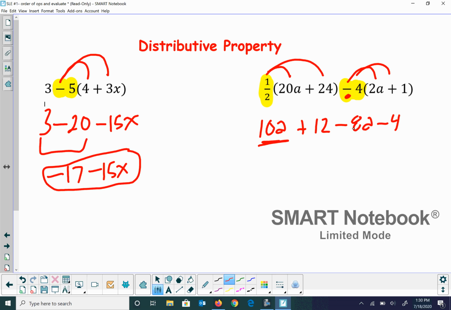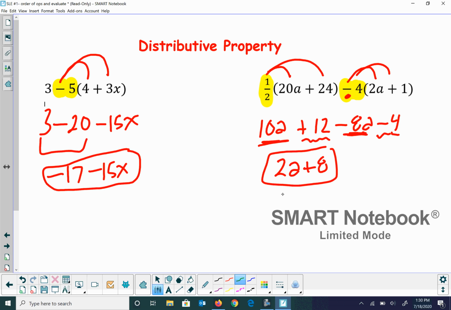Now I have some like terms. I have a 10a and a -8a. 10 minus 8 is 2. The a comes along for the ride. And then I have my numbers, my integers. 12 subtract 4 is 8. So 2a plus 8.